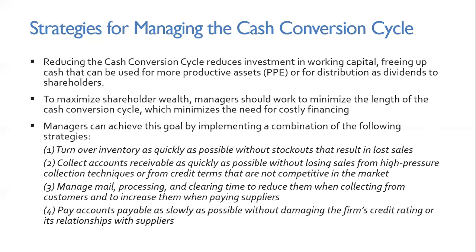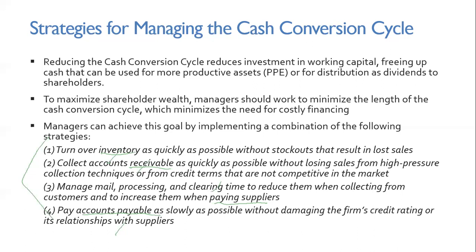So managers can achieve shortening the cash conversion cycle by turning over inventory as quickly as possible, collecting accounts receivable early, processing payments earlier or faster, and to pay accounts payable as slowly as possible without damaging the firm's credit rating with its relationships with suppliers. So inventory management, receivable management, cash management, and accounts payable management. Those are the 4 generic strategies that we can do to reduce the cash conversion cycle of the company, free up cash for more investments for the company. Okay? And we'll discuss each portion in the next videos.